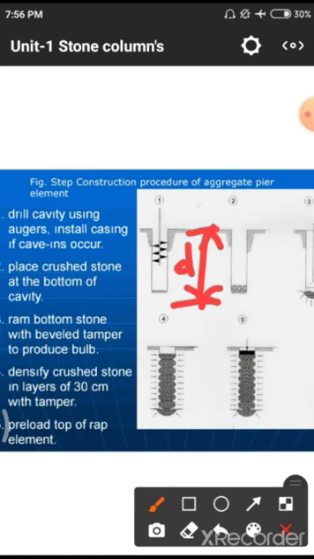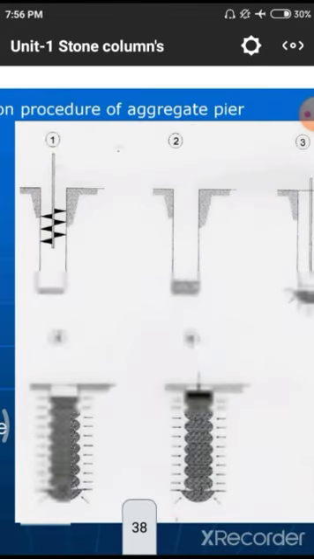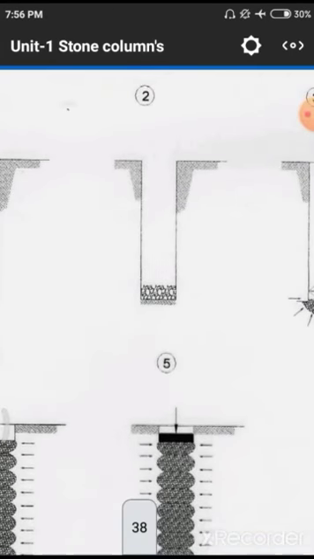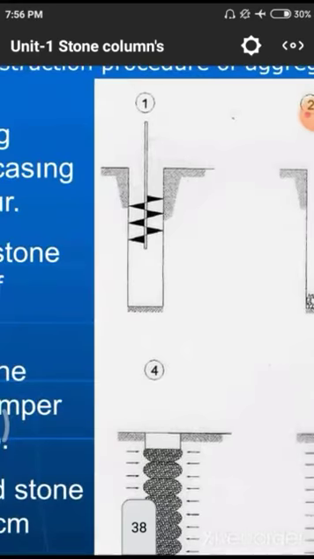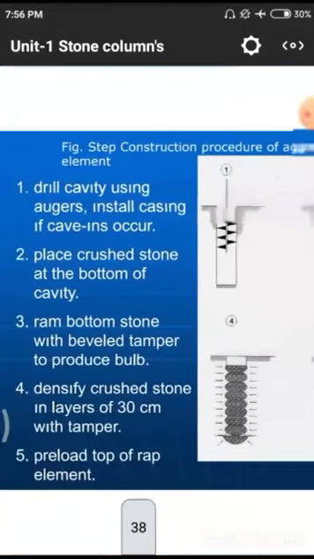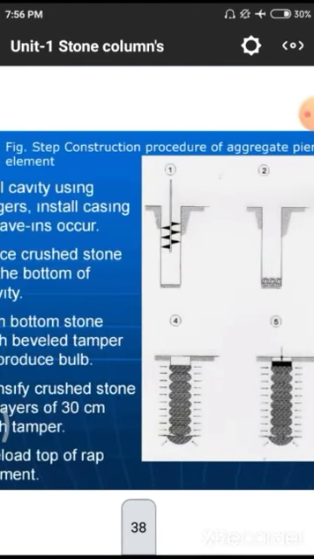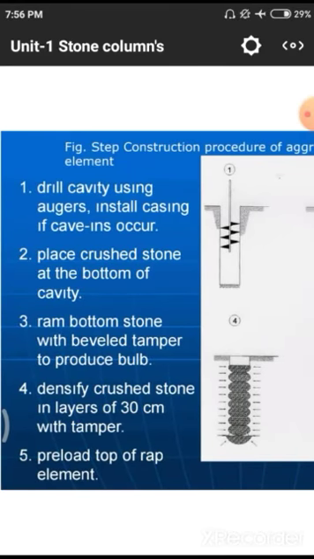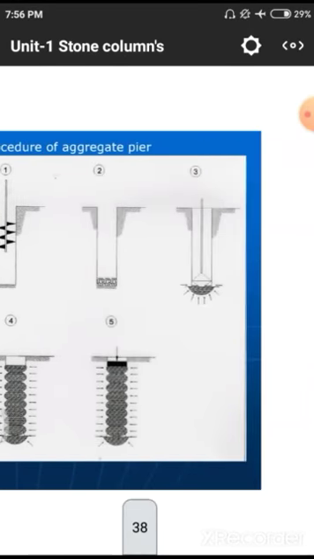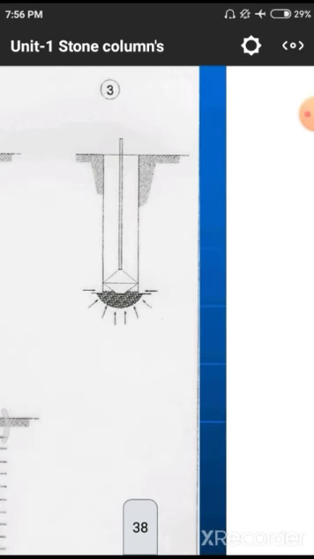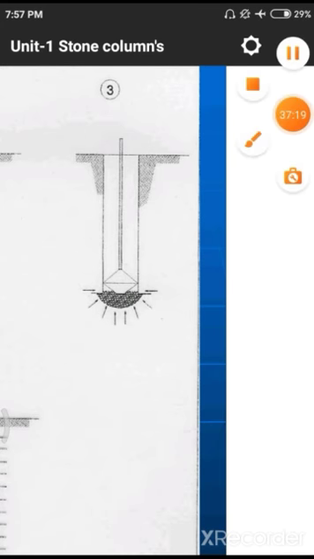After that we place crushed stone in the bottom of the cavity. That means in the second diagram, stone is filled at the end of the cavity. After that, the bottom stone is rammed with a tamper to produce the bulb. That means some amount of weight is applied artificially so that the stones will form a bulb. What is a bulb?